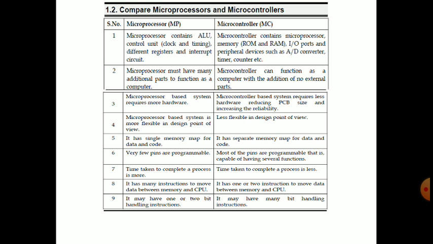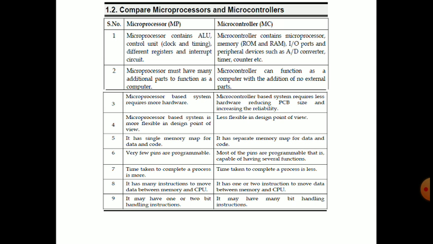So a microcontroller is generally more efficient than a microprocessor because it has the microcomputer along with other usable external devices, that is memory, I/O ports, peripheral devices, and analog to digital converters. In the case of a microprocessor, the second point is that it must have many additional parts to function as a computer. It requires other external things. It is just a processor. It needs other parts to function as a full dedicated microcomputer.